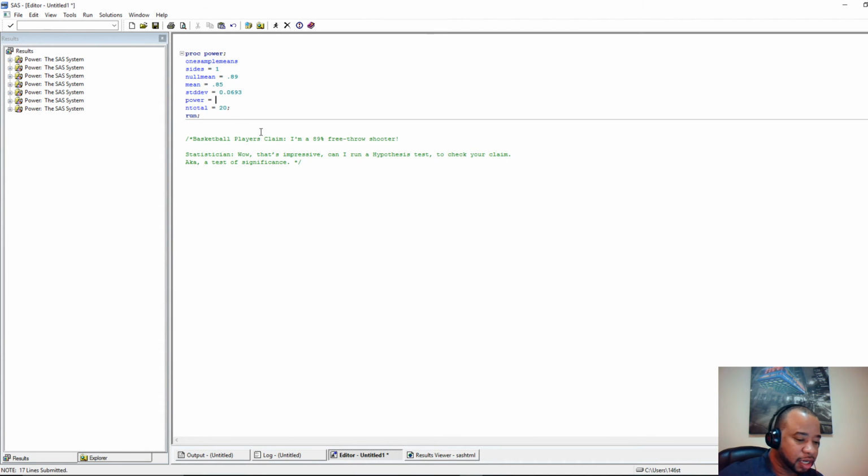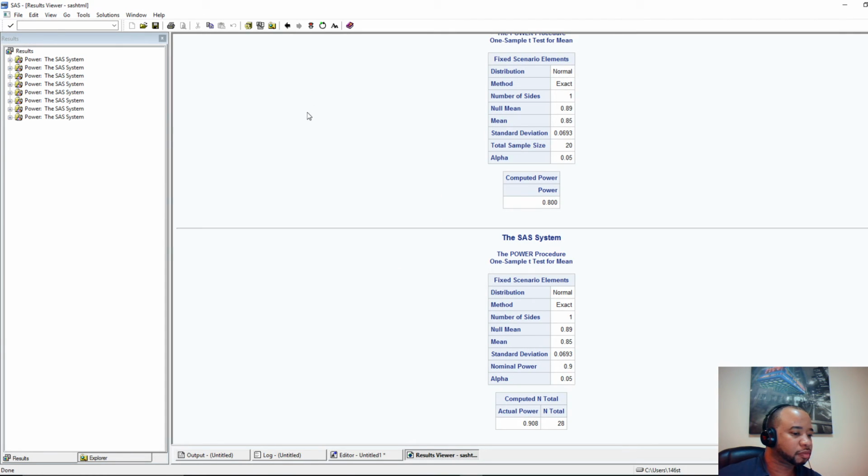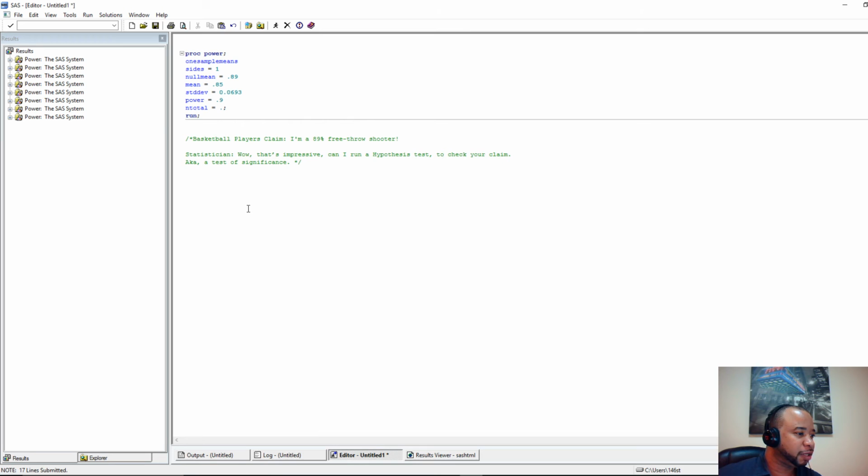Let's say we want a 90% power, and we don't know how many we need to sample. So to actually get a 90% power, we'd have to sample 28. So the guy would have to take 28 shots, the basketball player.